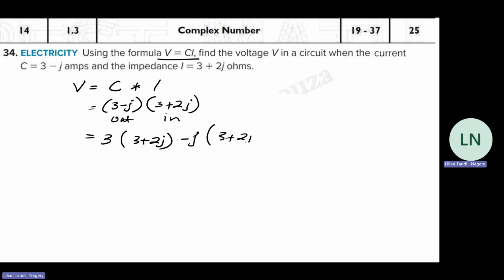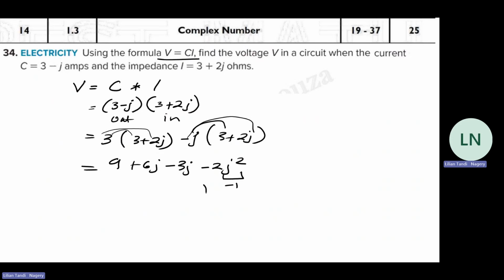3 plus 2j. When you do your distributive property, that's 9 plus 6j, negative 3j, negative 2j squared. This changes to negative 1. This changes to plus 2.